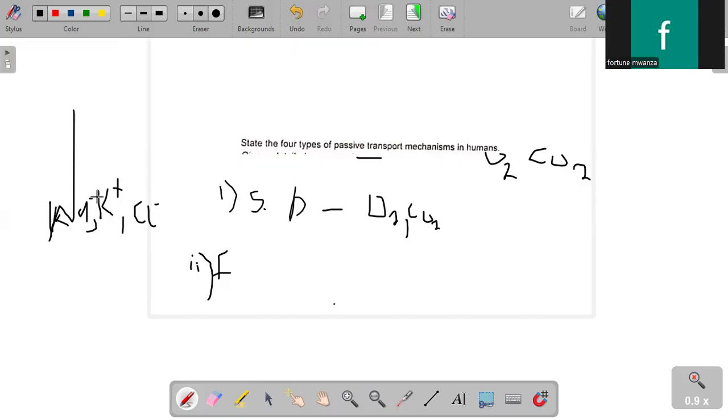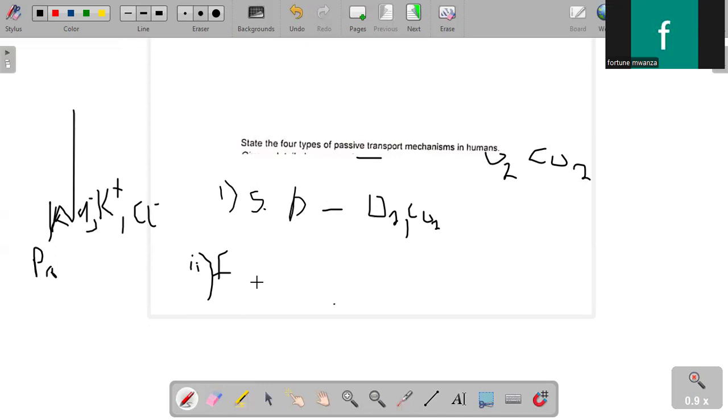So they can't just diffuse across the cell membrane. They will require a certain protein. It can be a protein channel or a protein carrier, either of those two. So they will move across the cell membrane through a protein channel or a protein carrier. So that's what you have in there. That's about facilitated diffusion.